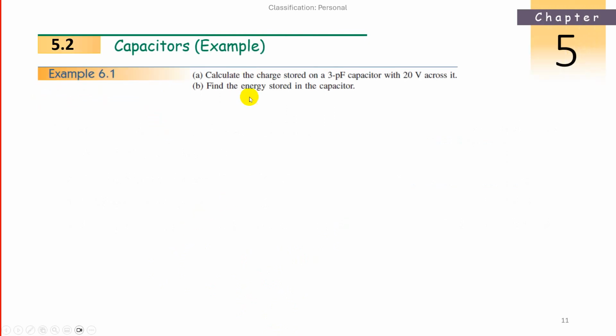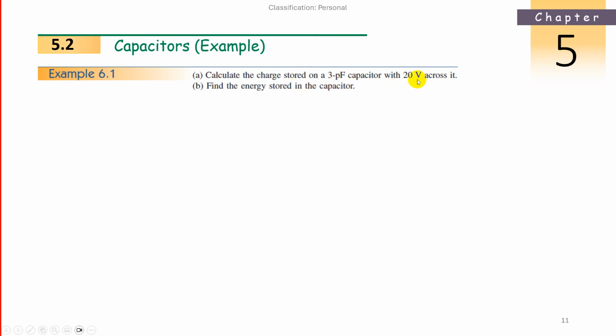Now, we have an example calculation, very good. We can do very easy calculations. Calculate the charge stored in a 3 picofarad capacitor with 20 volts across it, and find the energy stored in the capacitor. Already given: 3 picofarads is the capacitance value C. Pico means 10 power minus 12.